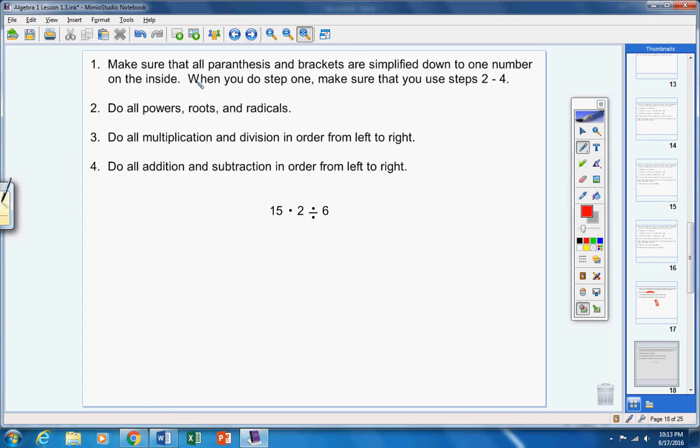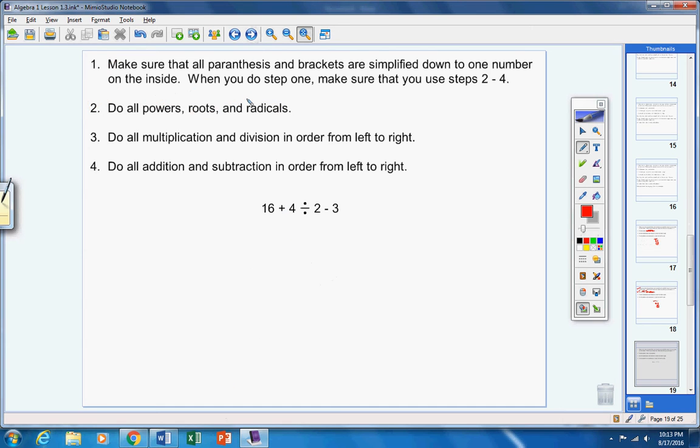Alright, here we go. Step 1. Do we have any parentheses or brackets anywhere in this problem? No, we do not. Okay? Don't worry about this. Do we have any powers? Or in other words, when I say powers, I mean exponents. Do we have any exponents anywhere? No. So, check, check. Do all multiplication and division from left to right, okay? I see some multiplication and division. So 15 times 2 is 30. Bring down your divided by 6. And then 30 divided by 6 is 5. Easy enough, huh? Pretty simple.